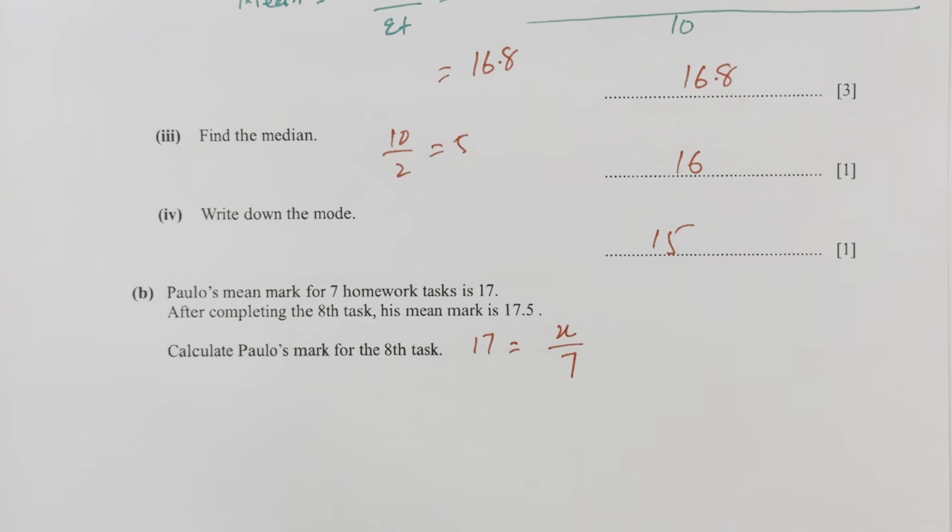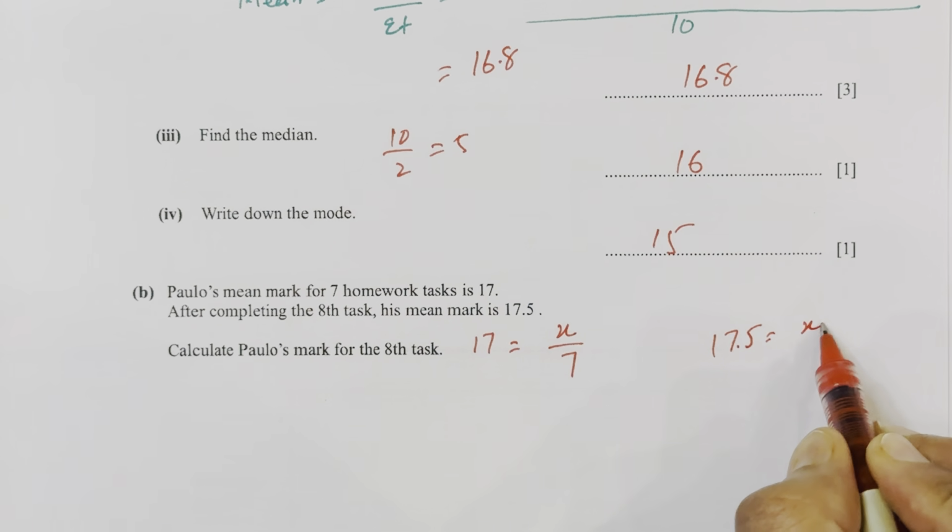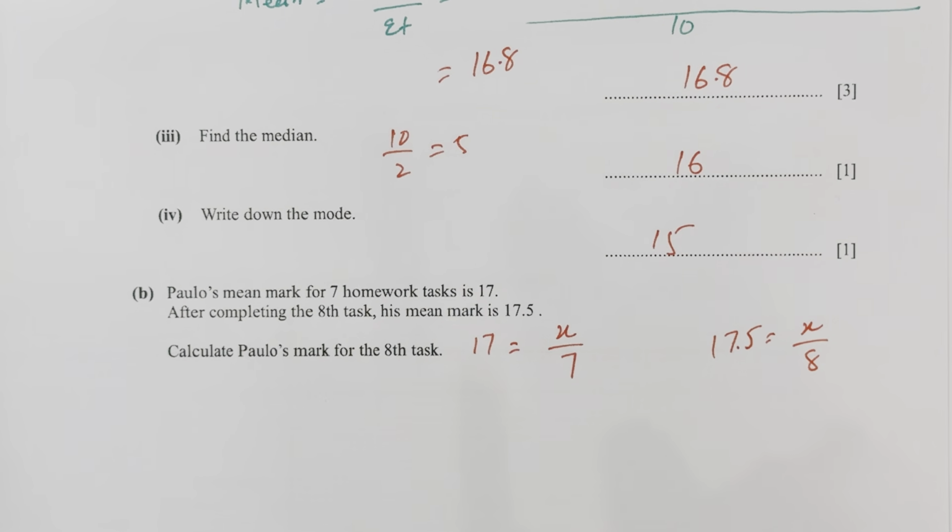We don't know the total, so we call it x. After completing the 8 tasks, his mean mark is 17.5, so we can take it as 17.5 is equal to x by 8. Calculate Paul's mark for the 8 tasks.